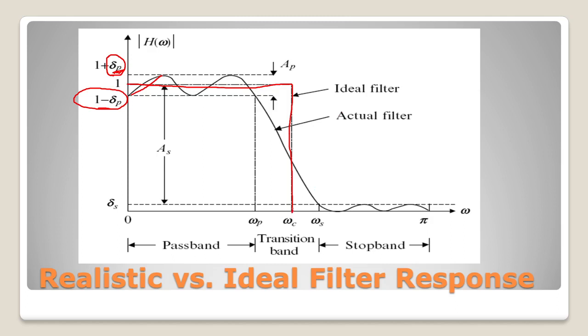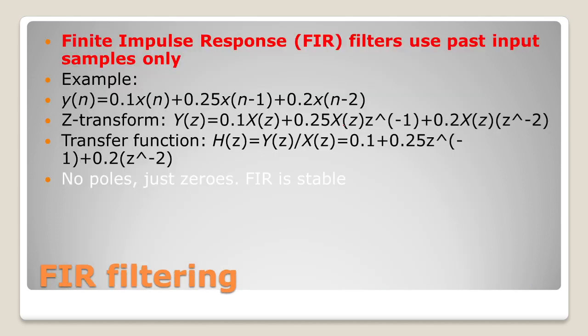This is my cutoff frequency. Up to this frequency is my pass band, and there is a transition band between these two, then delta S. The stop band starts from this omega s, and in between these two is my transition band.